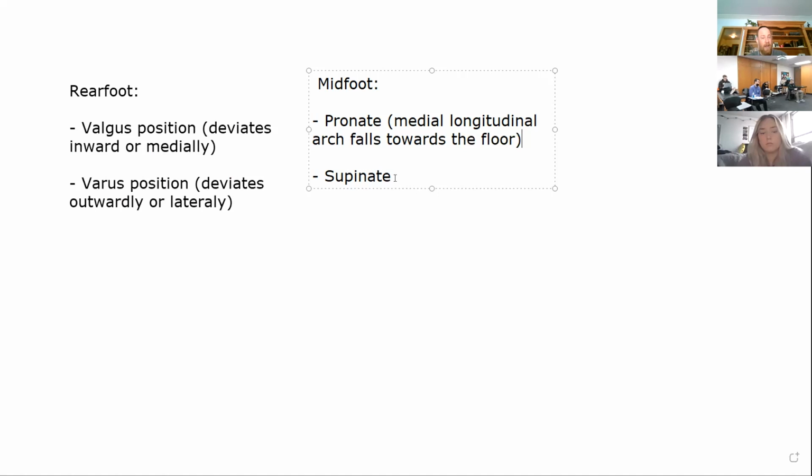Okay, so pronation, my medial longitudinal arch falls toward the floor. With supination, my medial longitudinal arch is high. Don't worry, we'll show you examples of that.